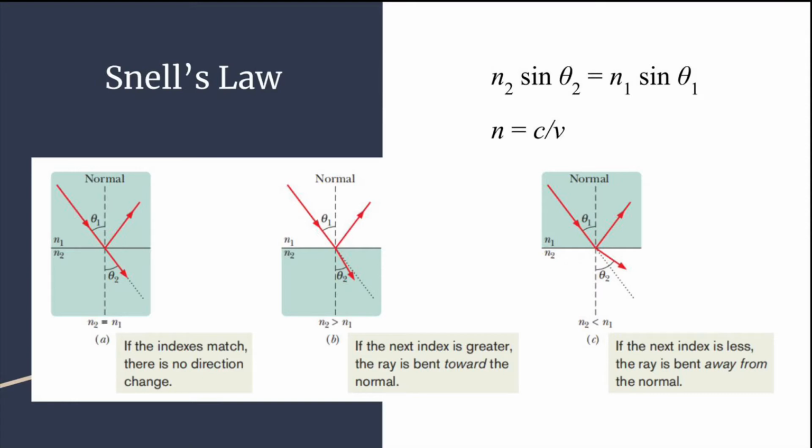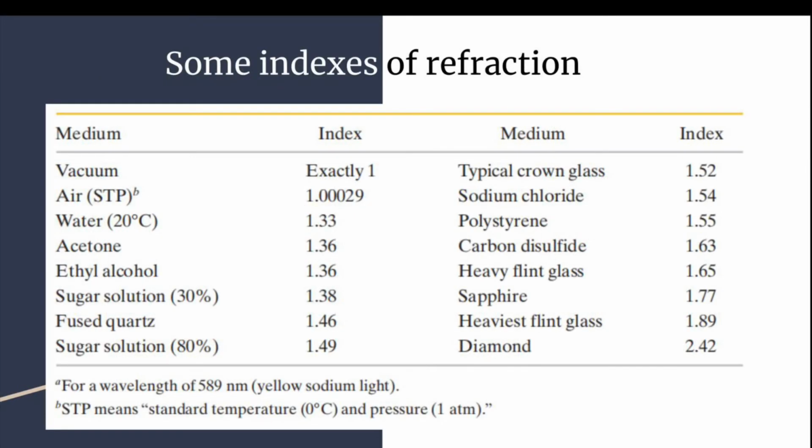As seen in the three pictures, the relative value of theta 2 depends on the relative values of n1 and n2. When n2, the second refractive index, has a greater value than n1, the light ray will be bent toward the normal line, and the angle theta 2 will decrease. If n1 is greater than n2, the opposite happens. This table shows some indexes of refraction, and notice at the bottom that the indexes only refer to a specific wavelength of 589 nanometers.